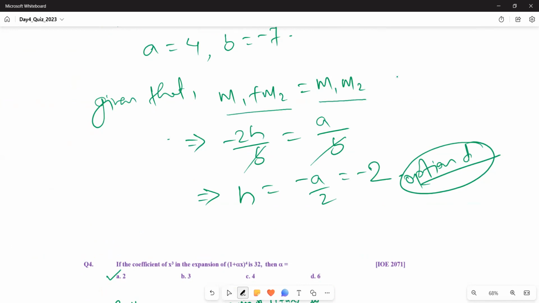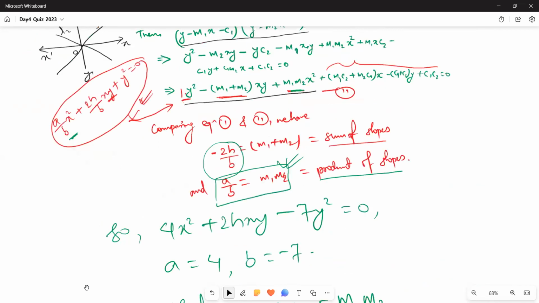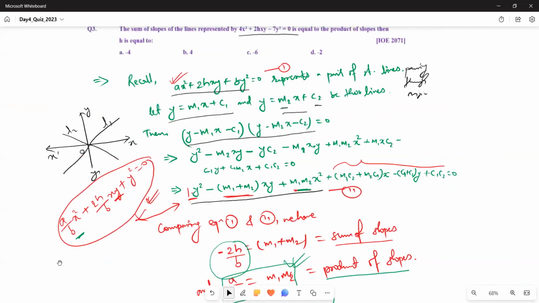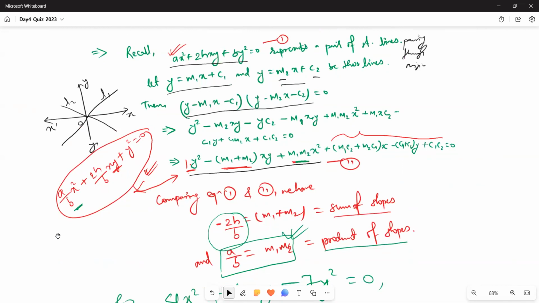And what is the m1 plus m2 value? We have to just note it down. Remember, the sum of the slopes of the lines represented by this quadratic equation will be given by minus 2h by b, and the product of the slopes will be given by a by b. Just note it down and remember, don't do this derivation every time in entrance exams or even in board exams. I just explained it to make you understand, in case you have forgotten. So the sum of the slopes of the straight lines represented by a homogeneous equation of second degree is minus 2h by b, and the product of the slopes is a by b.